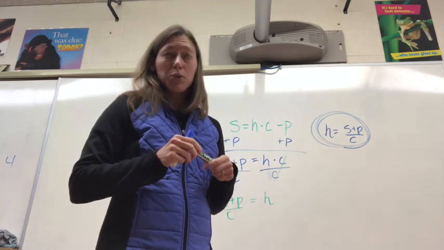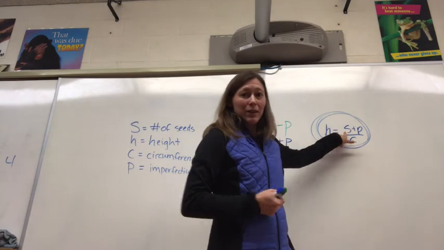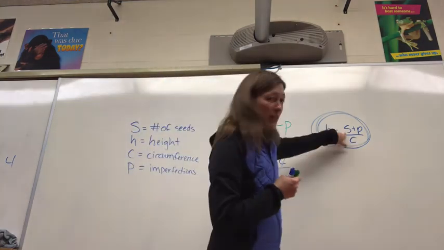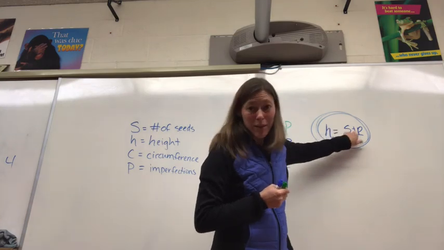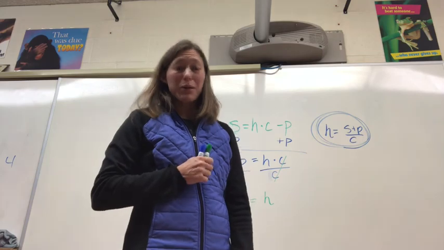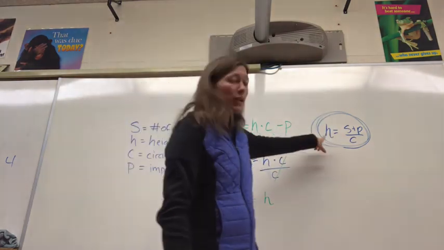So to find the height of a pumpkin, if you want to know the height without measuring it, you can save time, right? Saving time by cutting into your pumpkin, removing all the seeds and counting them, adding the imperfections, and dividing by the circumference. Okay, don't you think that would be a quicker way to find the height? Absolutely. Okay, so we have just solved for h.